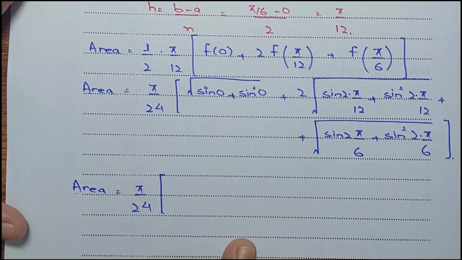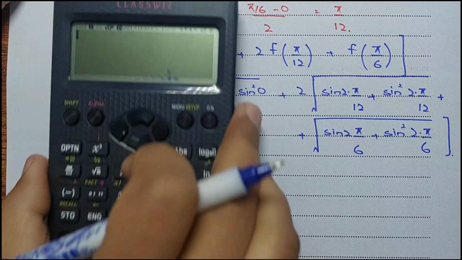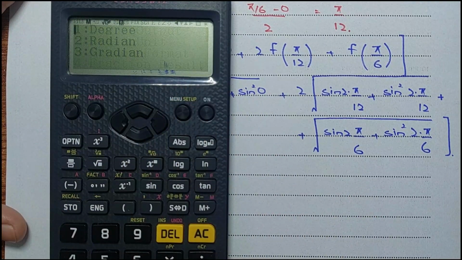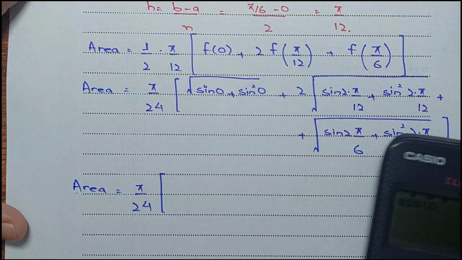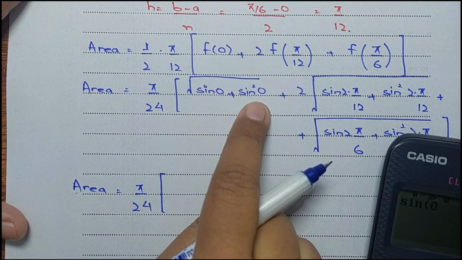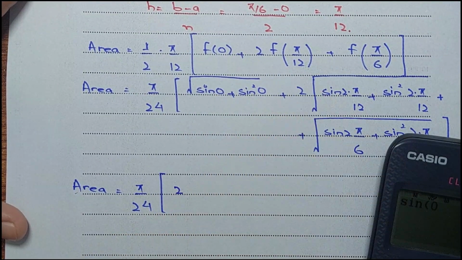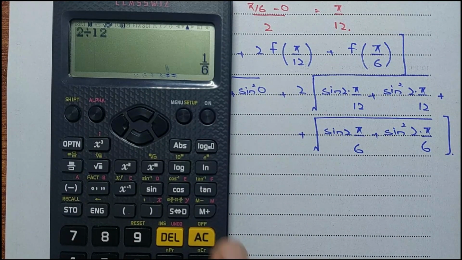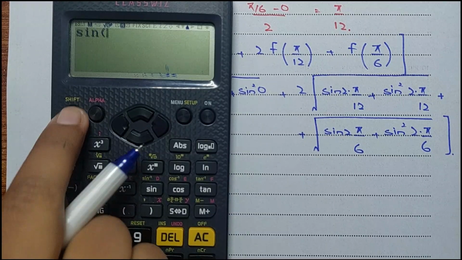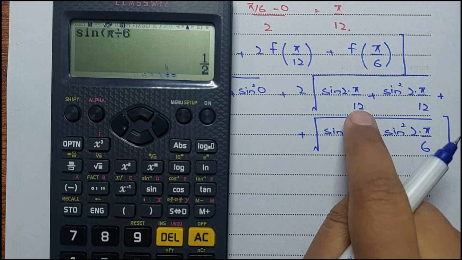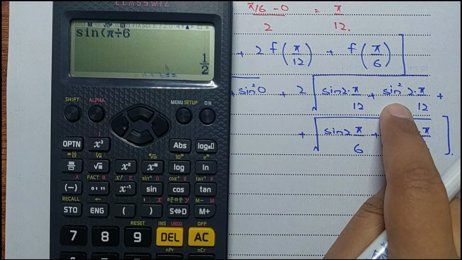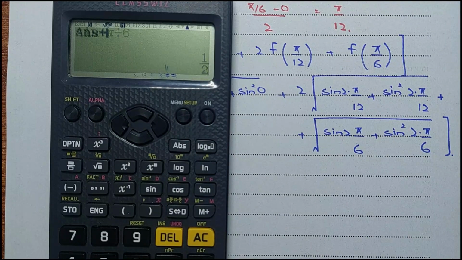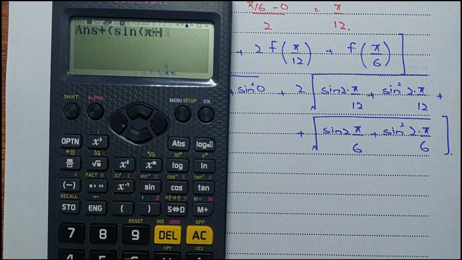Sine 0 is 0. Sine square 0 is 0. This is in radians. Sine of 0 is 0, so 0 plus 0 is 0. The square root of 0 is 0, so don't consider it. So we have just this 2. What is 2 by 12, which is 6. Sine pi by 6, and sine pi by 6 square, which is 3 by 4.